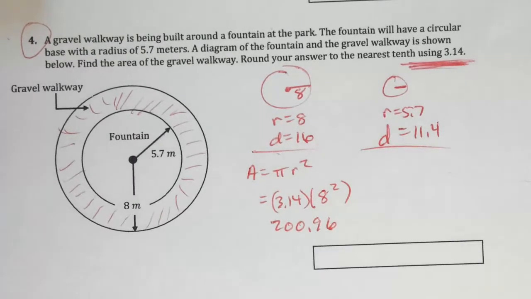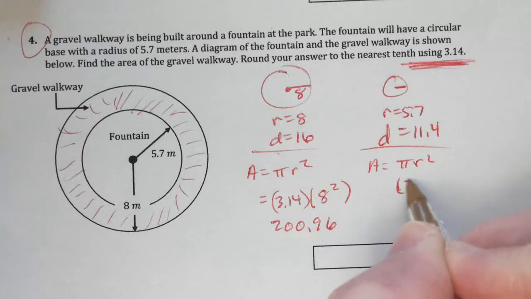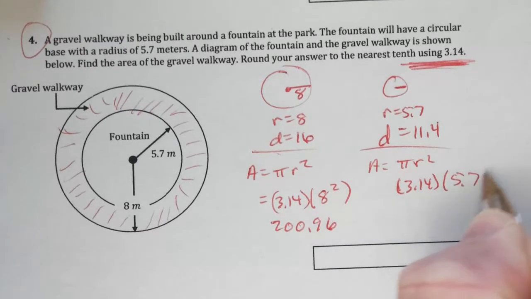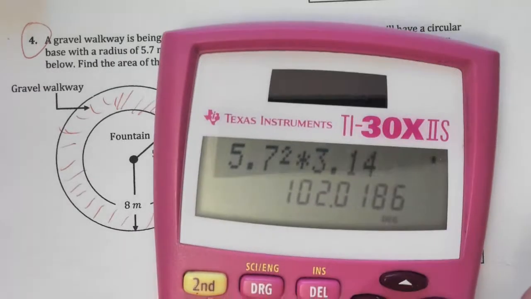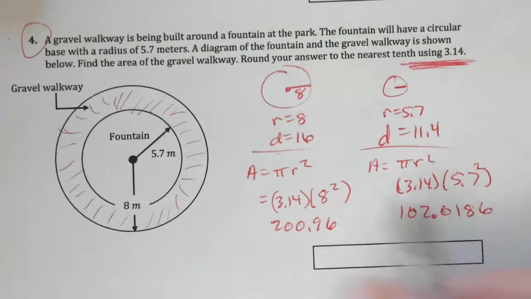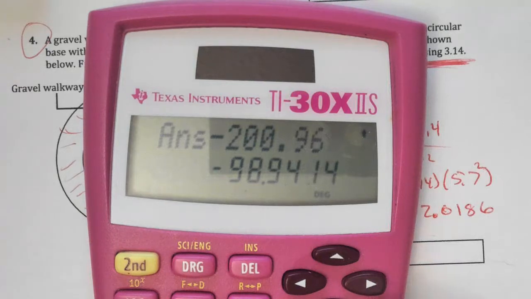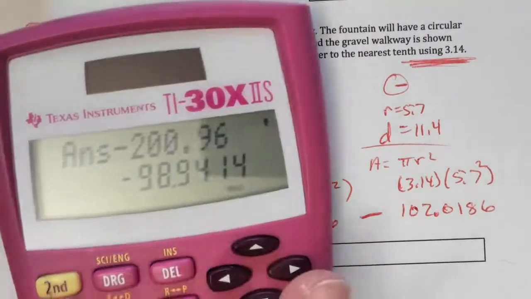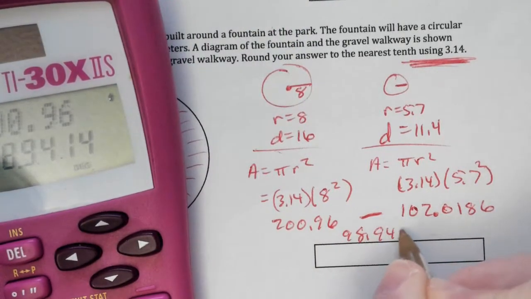All right. Okay, over here, we're doing 5.7 squared. So pi r squared, that is 3.14 times 5.7 squared. All right, 5.7 squared times 3.14. We put that in our calculator, get this big long decimal, 102.0186. Okay, now what are we supposed to do with those two? Subtract them. So subtract those two numbers. I subtracted them, but I accidentally got a negative. That's because I just did the little one minus the big one. Just give me the positive version, you'll be fine. So when we subtract them, we got 98.9414.